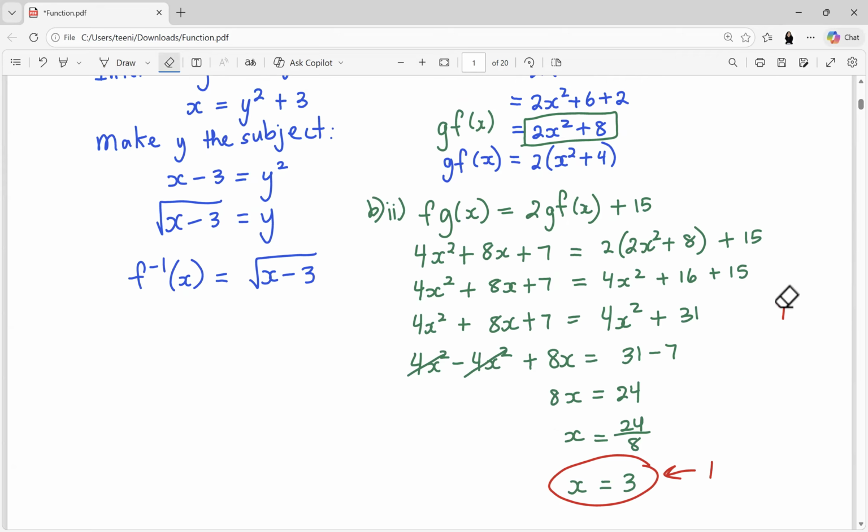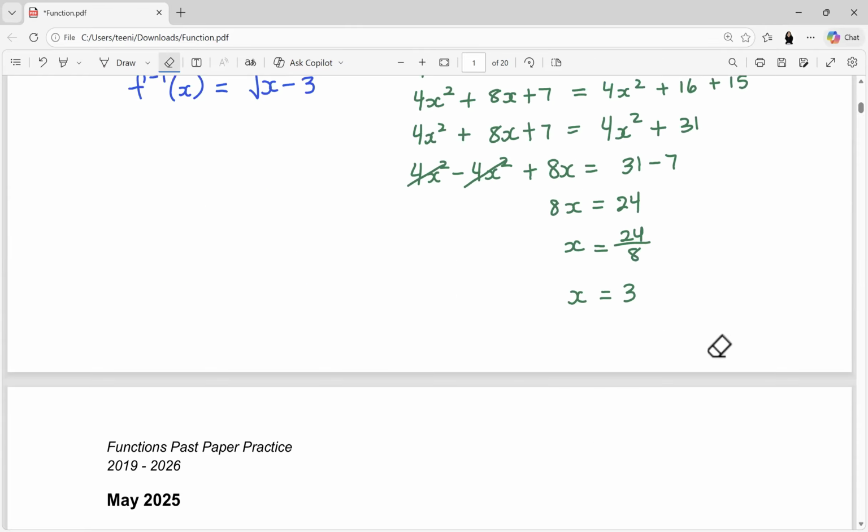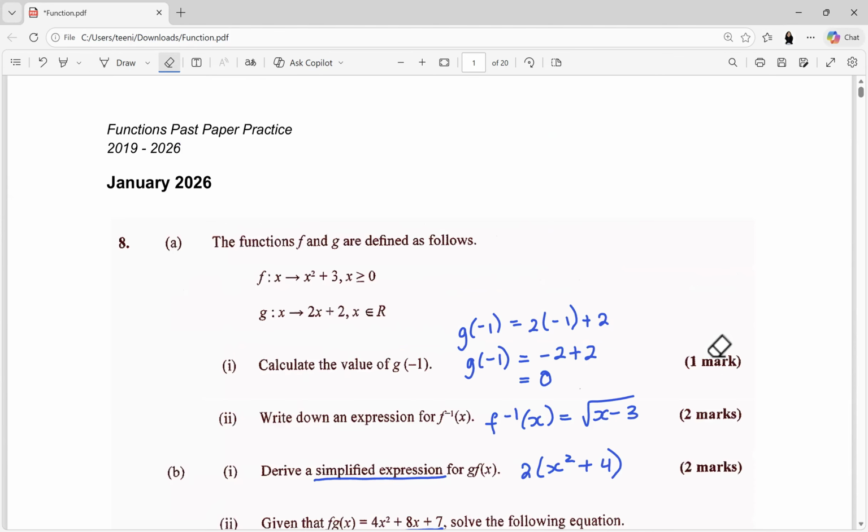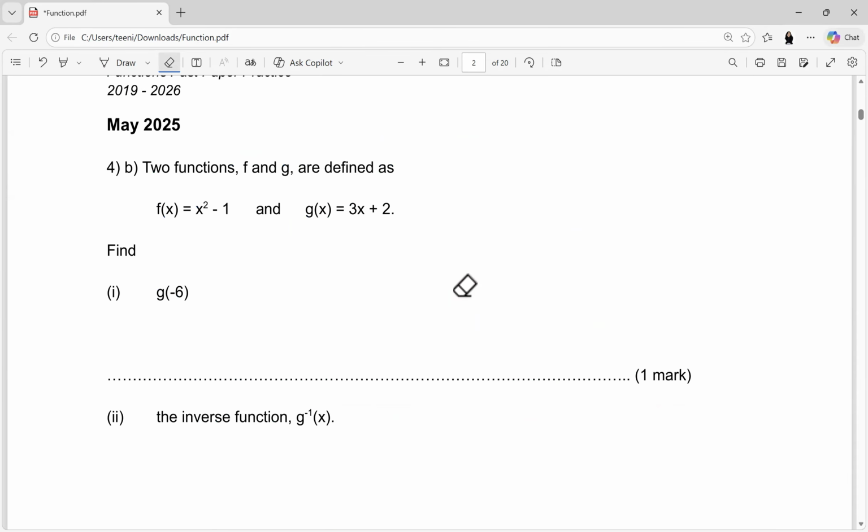So that's how I want you all to approach this paper, right? Even if you're stuck and you can't get the solution, don't worry about it. Move on. You do not need 100 marks. You don't even need 90 marks in order to get a 1 in CXC math, right? You just need to do as many parts of the questions as possible. So this was the functions question from this year. Let's look at last year, May 2025.